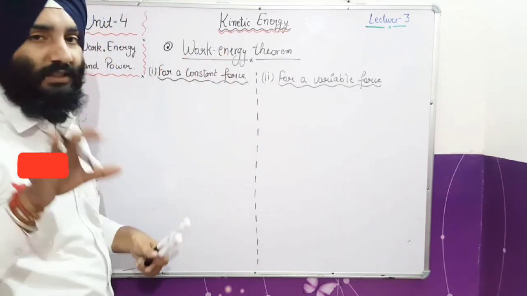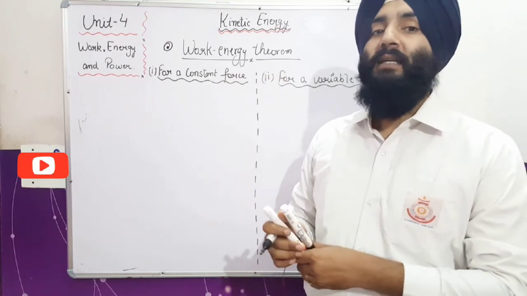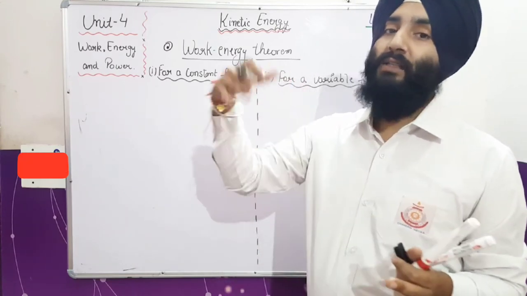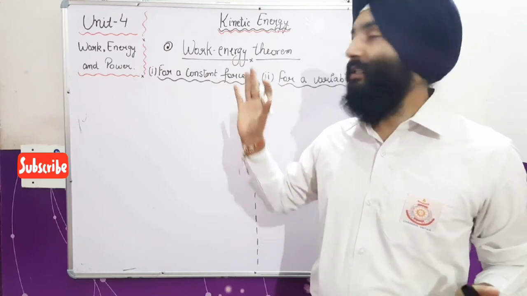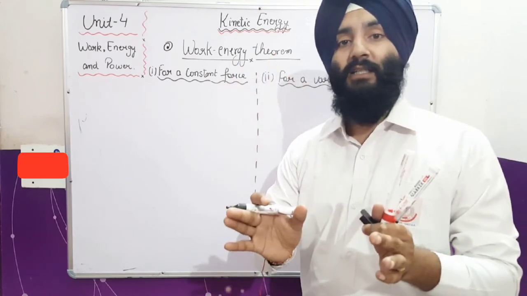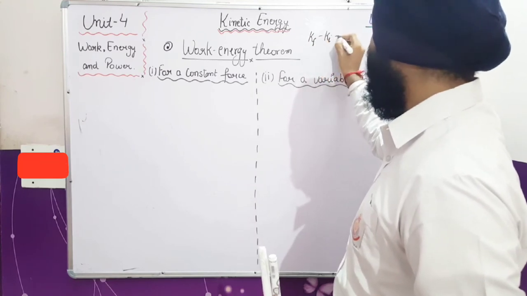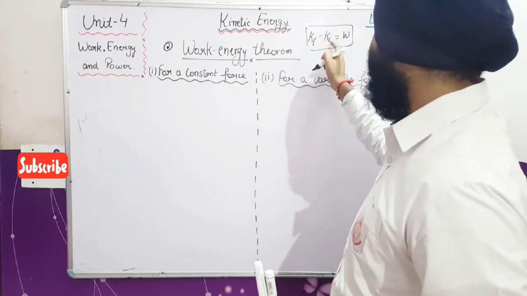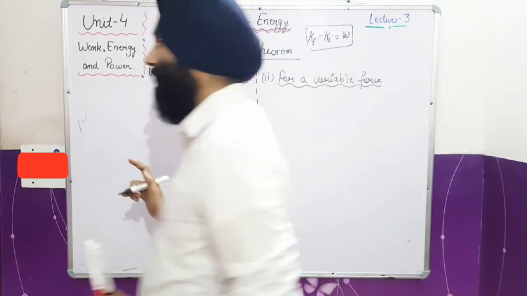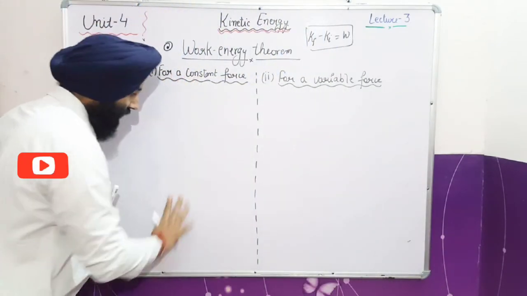Now we have to do the next topic, that is the work energy theorem. This theorem tells us that the change in kinetic energy is only the work done. It means we have two kinetic energies, one final and one initial, so the difference of these two kinetic energies is simply the work done.